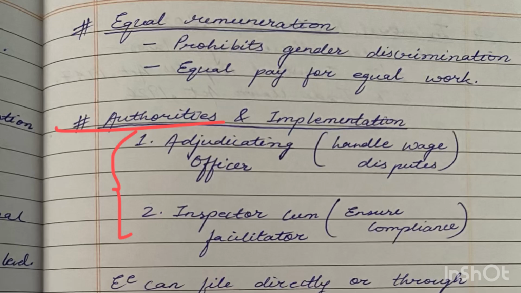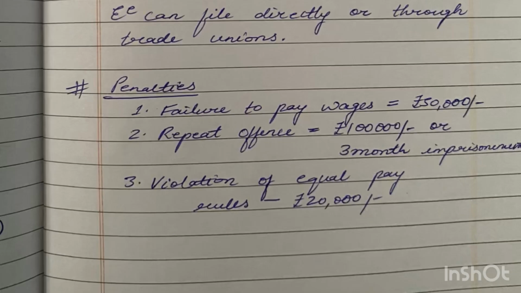Now let's see what the penalties are. And one more point which I missed: an employee can file directly or through trade unions, which you already know. Previously we have studied that for filing any complaint related to wages, an employee can file a complaint himself, or through representation by trade unions.